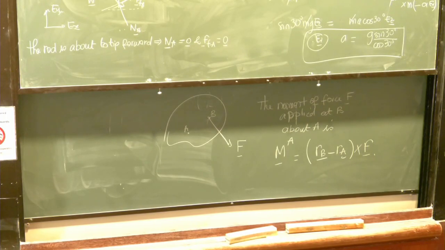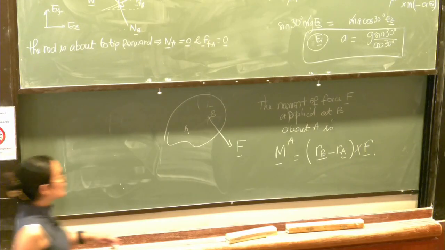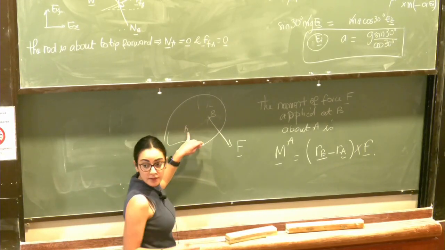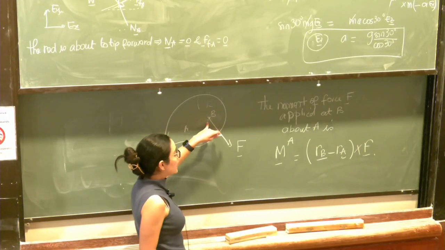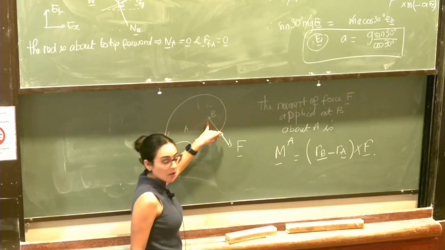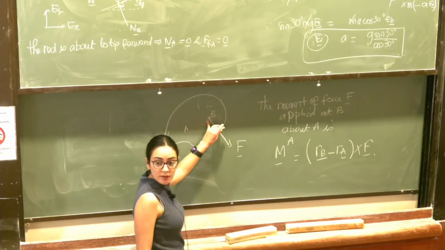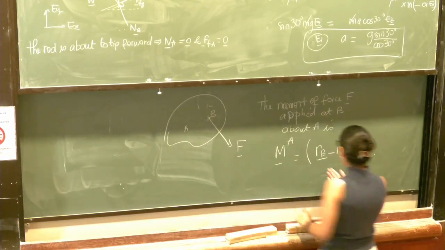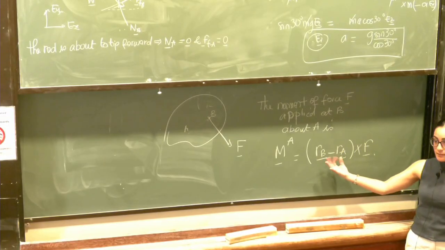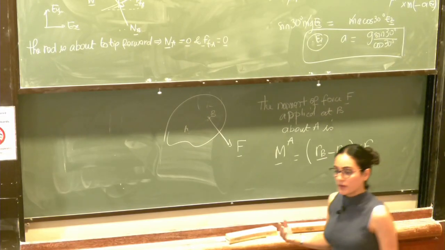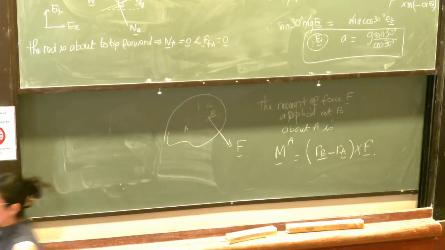Okay, so this is how I calculate the moment of this force about point A, right? But if A and B are the same, how do I calculate the moment of this force about this point? I'm going to be left with RB minus RA, but if they're the same, then the moment is 0. Yes. Always, when you're calculating the moment of a force that passes through the point you're calculating the moment about, the moment of the force is going to be 0.